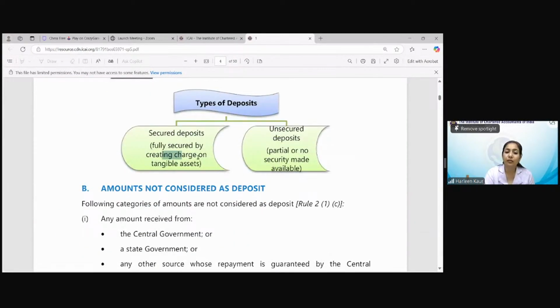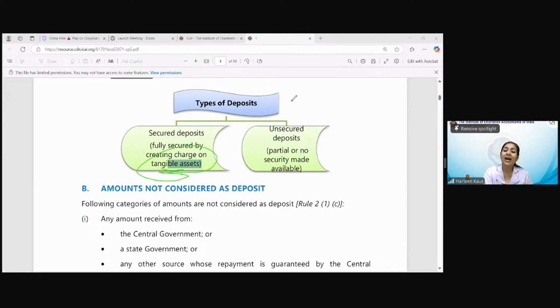Secured deposits are the ones which are fully secured, creating a charge on tangible assets. Please mark it important over here, only tangible assets. Can I take the deposits against goodwill, patents, trademarks? Can I take the deposits against intangible assets? Yes, ma'am, or no, ma'am? Very good. Intelligent too. No, ma'am.